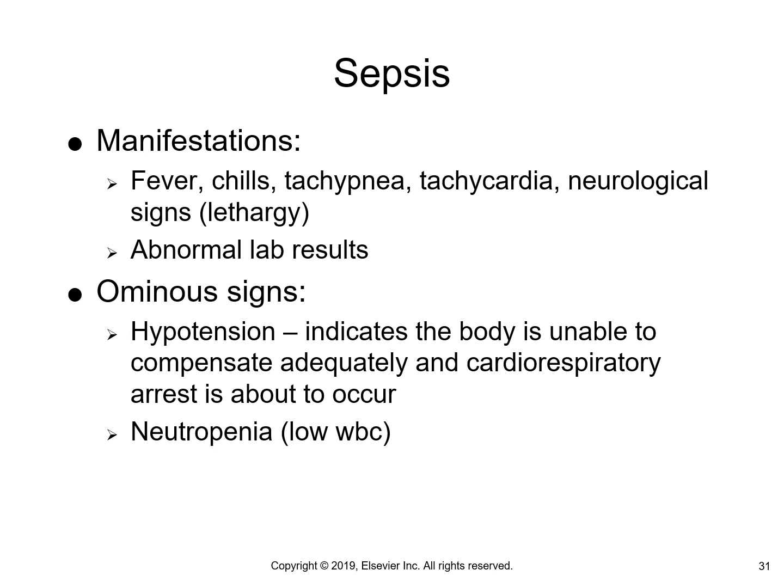Okay, manifestations of sepsis: fevers, chills, tachypnea, tachycardia, and neurological signs like lethargy. There are going to be abnormal lab results. So the first step, when we're trying to rule out infection that becomes sepsis, is that you're going to do some labs. You're going to call the doctor and get an order for some labs.